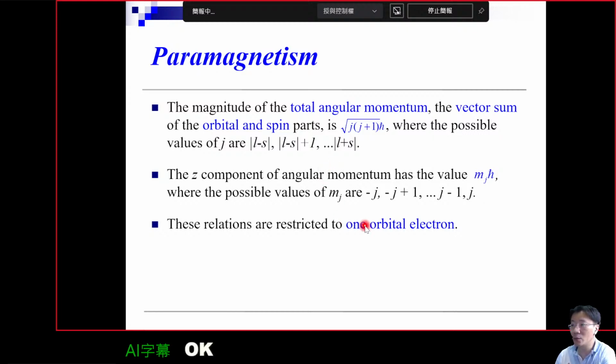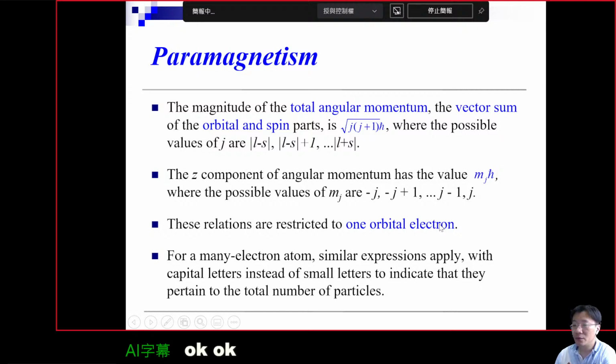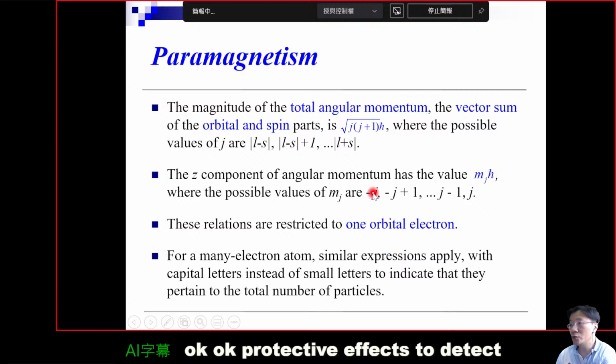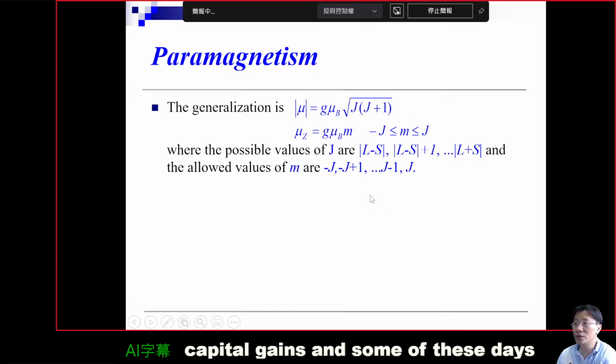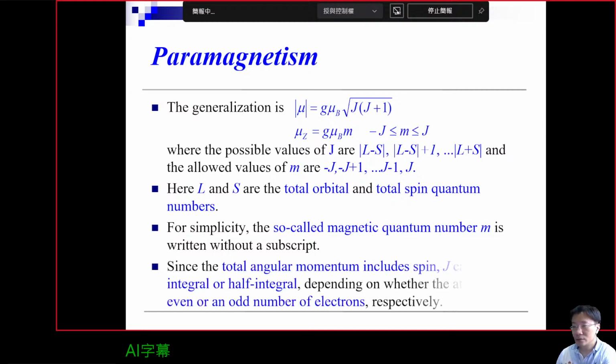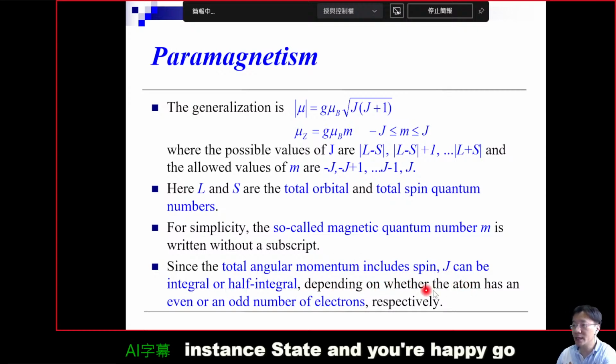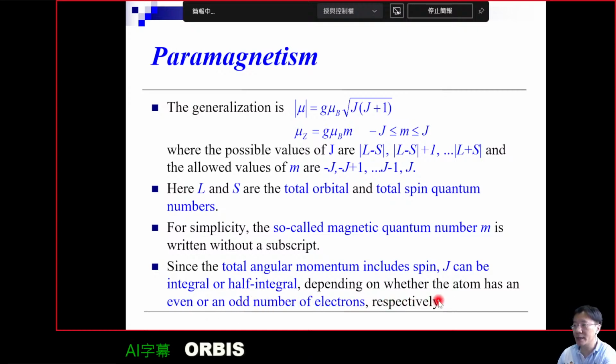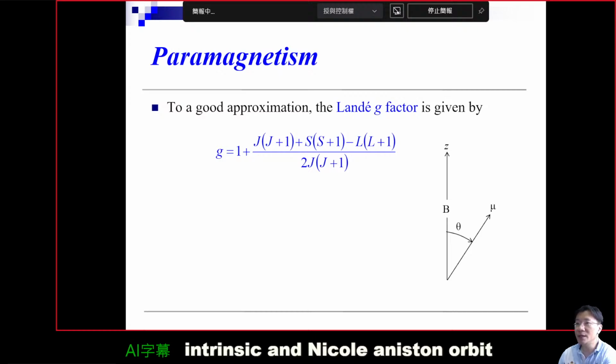Okay, this is for one-electron orbitals. For many-electron atoms, they have a similar form, but we just substitute j with capital J, which represents the sum of the j's. This is the typical form, so I don't want to repeat that again. The total angular momentum includes spins. J can be integral or half-integral, depending on whether the atom has an even or odd number of electrons respectively. And the g factor is also the same in that case.